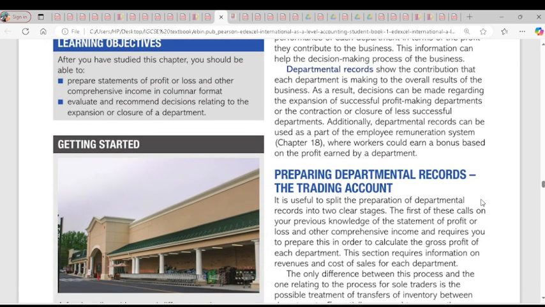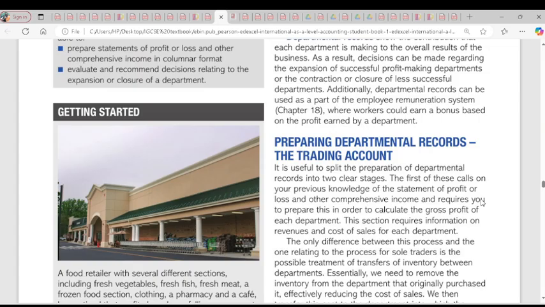So preparing departmental records. To prepare it, the first thing you do is you get your gross profit, which is sales minus cost of sales. This is actually what the profit of the business is in terms of trading. As soon as the gross profit is done, whatever expenses you have to take away have to be apportioned to different departments. So you stop at the point of gross profit, just like the sole trader. But the sole trader will have expenses taken away from gross profit to get the profit for the year. Here, the expenses of each department will be taken away from its gross profit. Do you understand the point here?